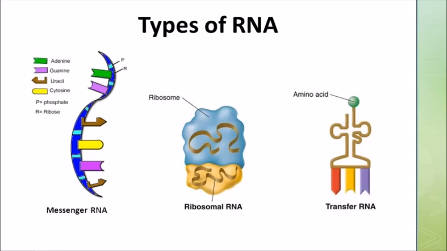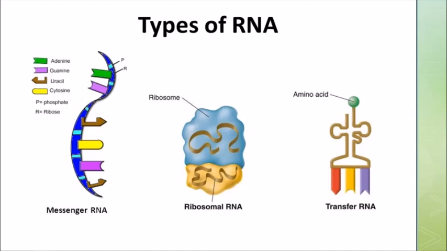Next we have the rRNA, that is the ribosomal RNA. Now it is the component of the cellular organelle, so it is present in the cytoplasm, and the ribosomes perform the function of protein synthesis. So inside the ribosomes, the proteins are synthesized. Third, we have the tRNA, that is the transfer RNA.